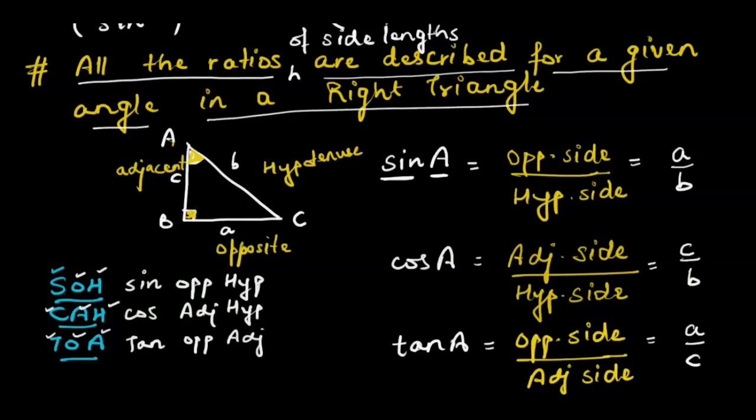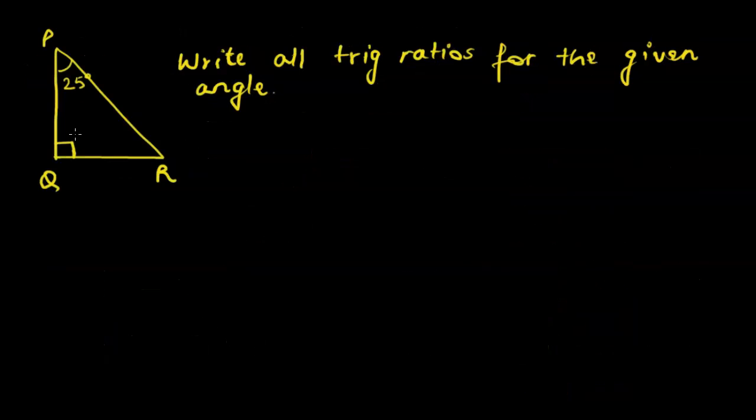Let's take up a few examples to understand these ratios. Let's say we are given this right angle triangle and we are asked to write all trig ratios for the given angle. Now we are given angle P equal to 25 degrees and we are supposed to write down the sine, cosine and tan ratios. That is what is meant by writing all trig ratios. The first thing we have to do is find out the opposite side, adjacent side and hypotenuse with respect to angle 25 degrees. Hypotenuse is always the side that is opposite to the 90-degree angle. So we would first mark the hypotenuse, which is represented by side PR.